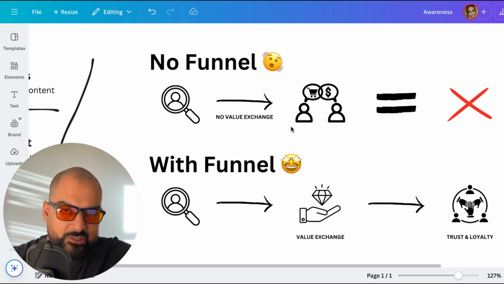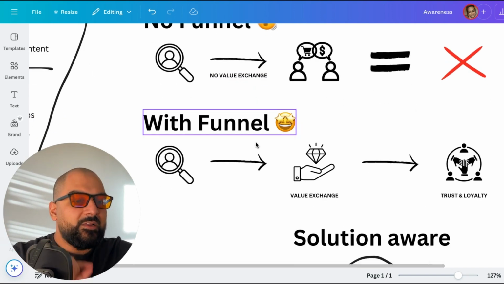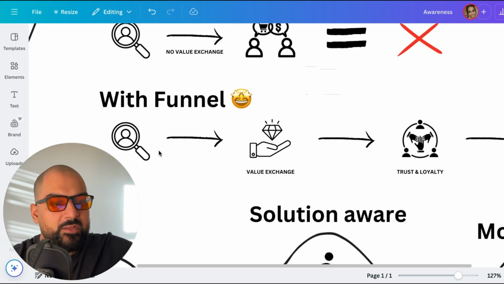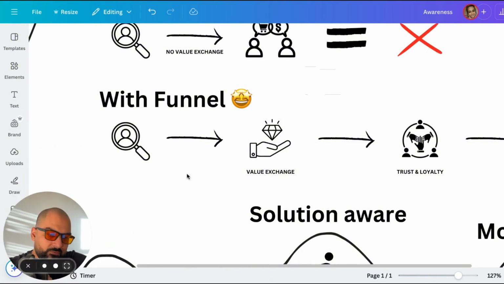Right now, there's no value exchange with no funnel. Now, let's jump to the magic. You now have a funnel, right? So we have the lead that's looking at your content, looking at your YouTube videos, that's on your Instagram page. And what we're going to do is offer them some value, which is the diamond in the hand. We're going to offer them some totally free value. So this could be sign up to my email newsletter where you'll get 3 coaching tips every single week on how to manage life, stress, careers, work, family, if you're a life coach.